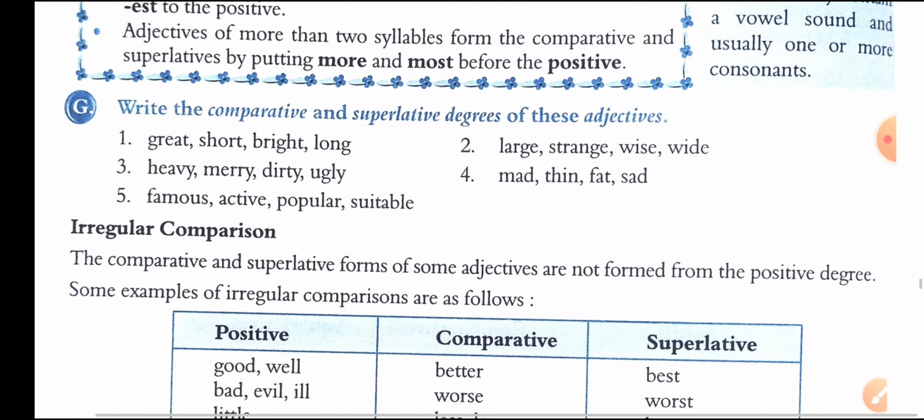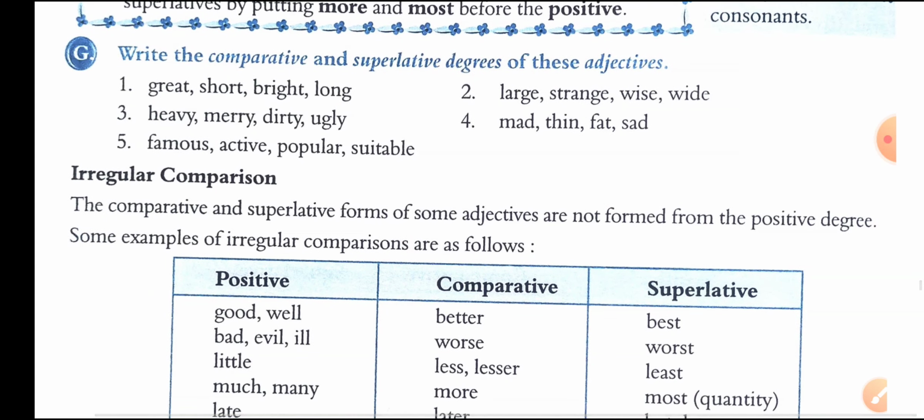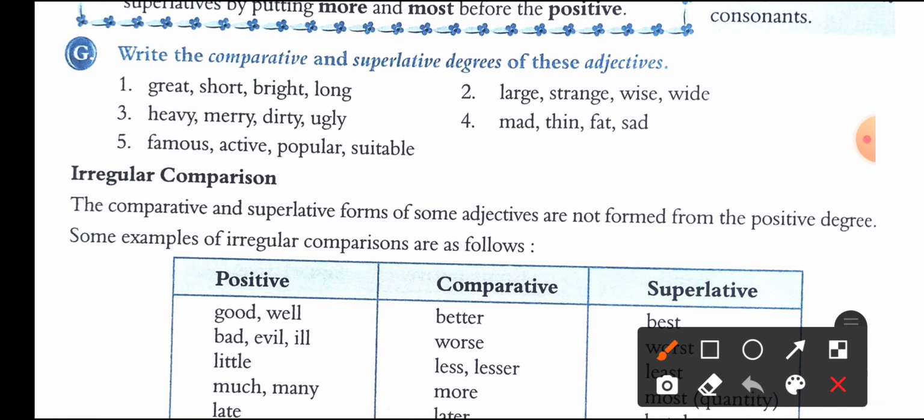Now in exercises of this kind, you have to write down the superlative and comparative degrees of these adjectives. So in your notebook you will write great, greater, greatest; short, shorter, shortest; bright, brighter, brightest; long, longer, longest. These are sequence wise, like we have done here with 5 rules. So we have to add ER and EST in the first one. That is greater, shorter, brighter, longer, right?